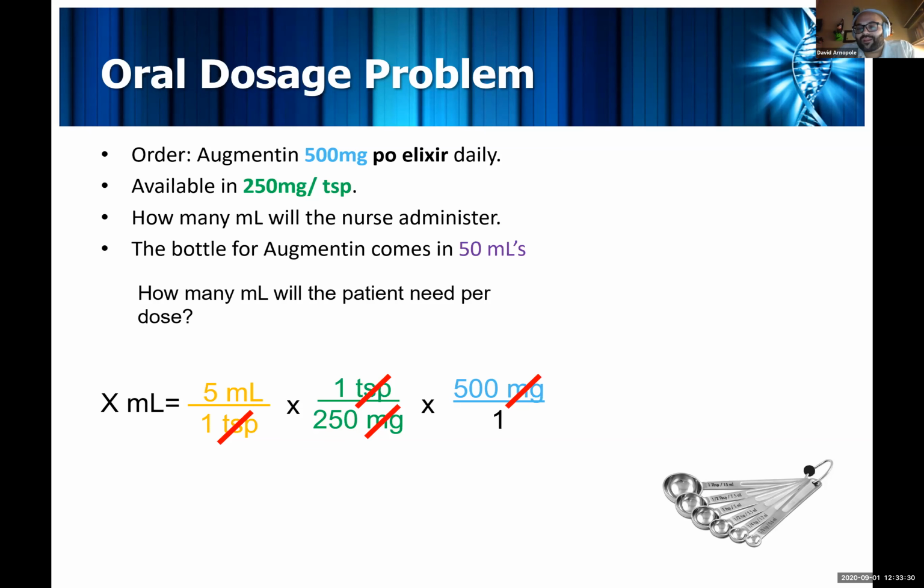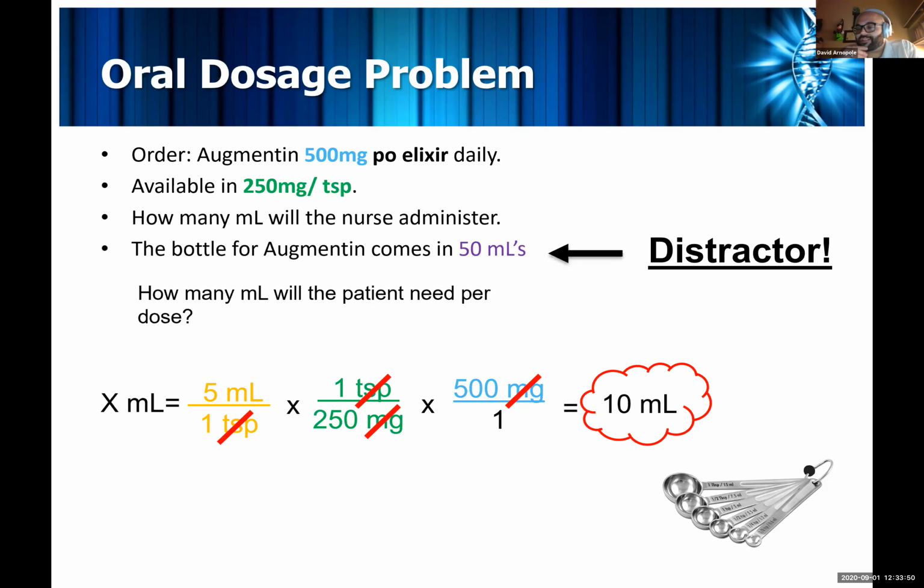That bottle of Augmentin, it's called a distractor. You will find these in certain questions where it's not necessary to have that, but they'll give it to you, and you have to realize that it's not necessary to use for calculations. So I will multiply across and divide to give me 10 mLs, or in the terms of the exam, it would be 10. Does that make sense? That's the next step up.